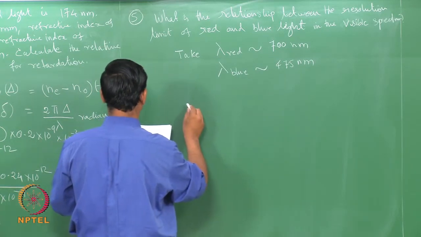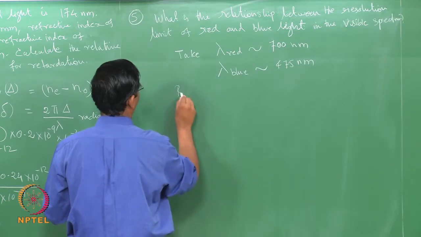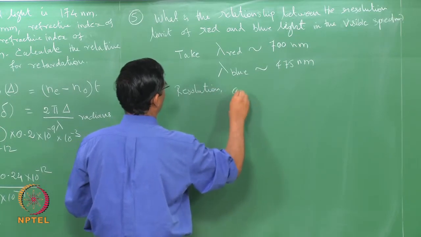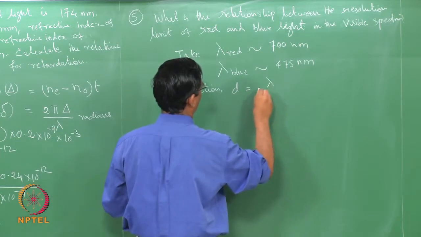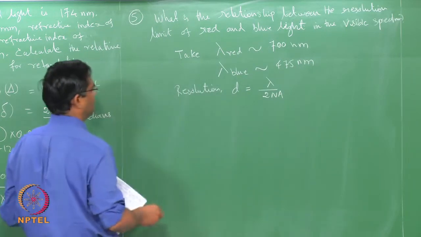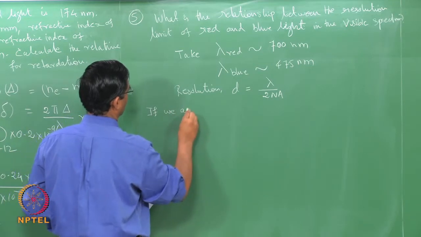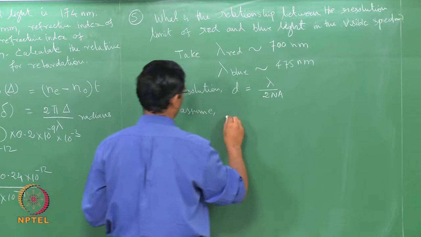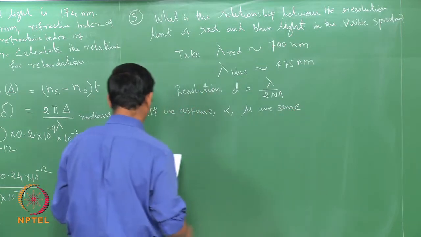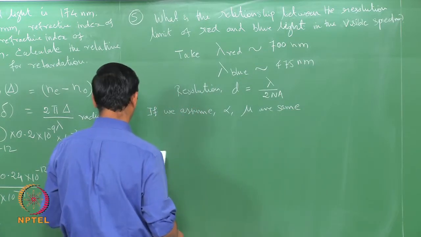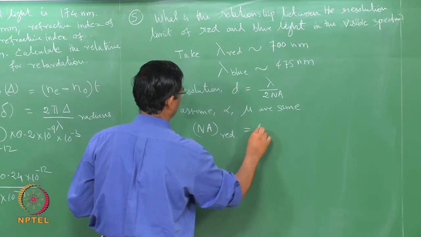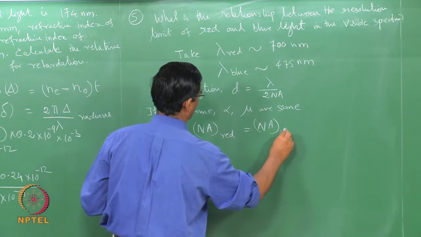We know that resolution limit D equals lambda by 2 times NA, and if you assume that alpha and mu of the medium are the same, then you can say that the numerical aperture of red is equal to the numerical aperture of blue.